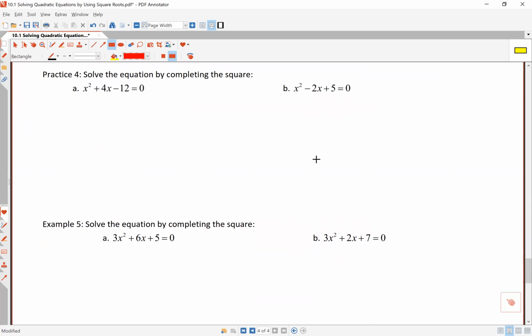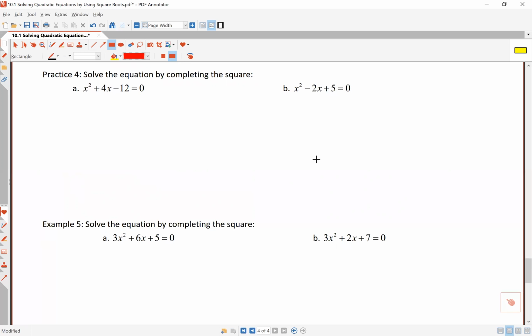Here are 2 practice problems for you to try. I encourage you to press pause in your video and work these out, and come back when you're ready to see the solution. Now that you've had a chance to work these out, I'll work these out with you.